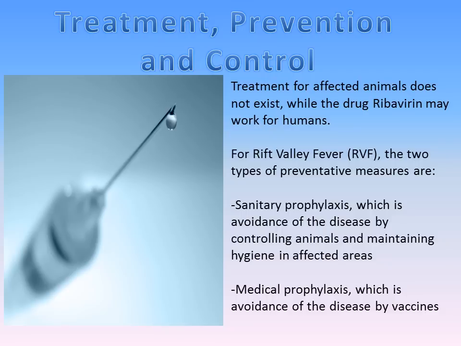So there can be vaccines within the animals or the humans. Overall, it is a much better method of control to use sanitary prophylaxis because mosquitoes usually affect animals and humans get the disease from those animals rather than being directly affected by the mosquitoes. So that is a better method of controlling this disease.